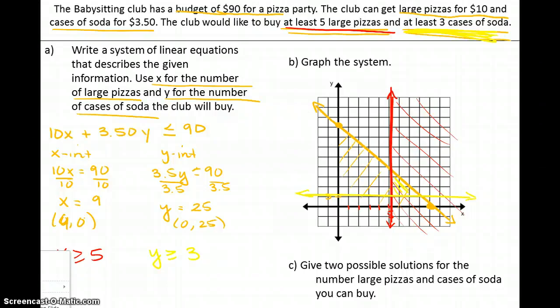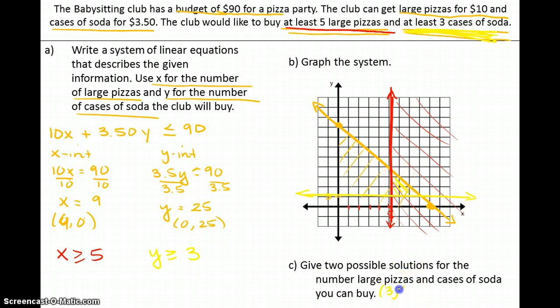Part C gives 2 possible solutions for the number of large pizzas and the cases of sodas you can buy. There are multiple answers for part C. As long as you select a coordinate that's within this triangle, the triple shaded area, then you are correct. They're asking for 2. So if I know that this is 5 and this is 3, I know that I can use anything that has a 3, and I can use anything from this 3 minimum to this maximum.